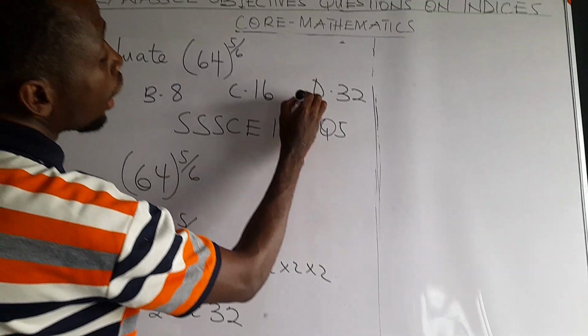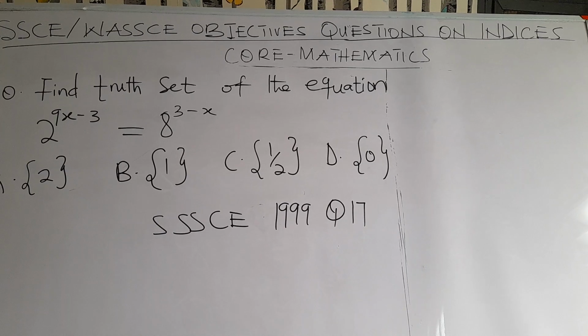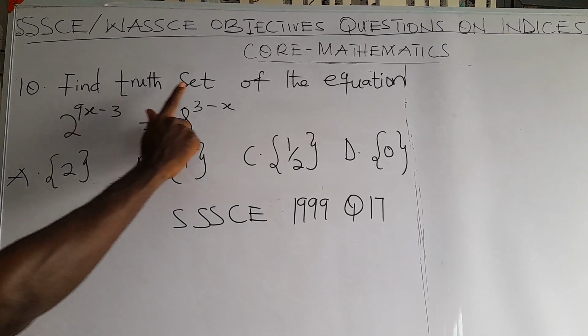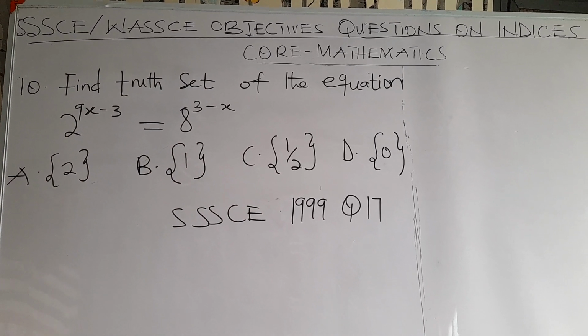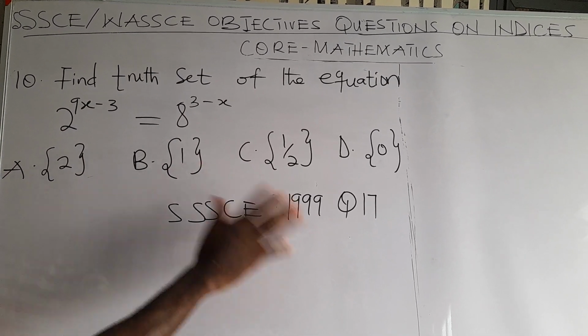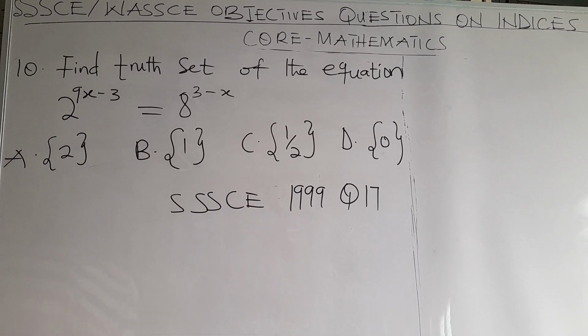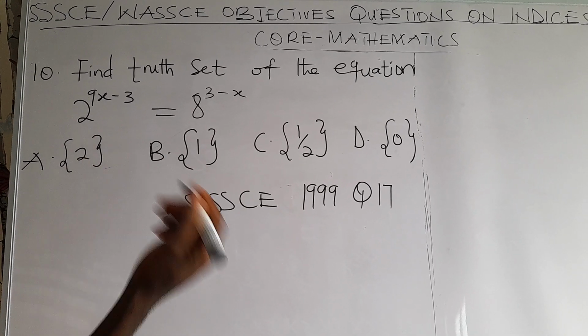So the correct answer is what? D. I hope you had it correct. This is the next one. Pause the video and see if you get the answer correct. Find the true set of the equation 2 exponent 9x minus 3 equals 8 exponent 3 minus x. The possible answers are given. This is on SSSCE 1999, question number 17. So you can see indices counts every year.